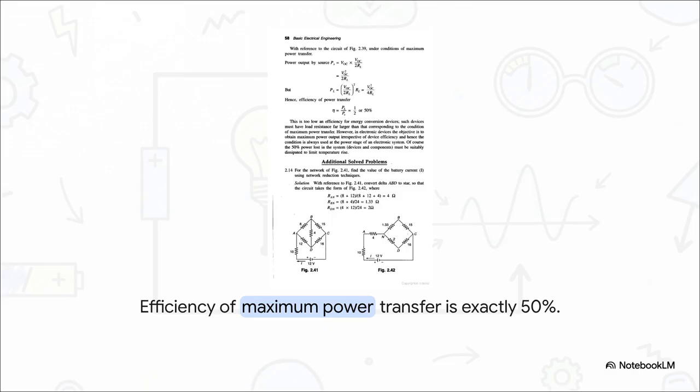Looking directly at the math from the source text, engineers often need to squeeze the absolute maximum power out of a source and deliver it to a load, like a giant speaker or a radio antenna. To pull that off, they match the resistance of the source perfectly to the resistance of the load.